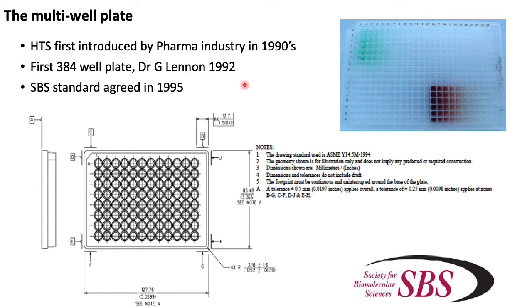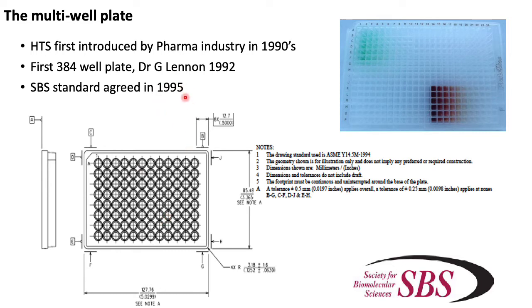The 384 plate looks a bit like this, so you can see that there are rows from A to P, and then along the top we've got 24 columns going down. And SBS, which is known as the Society for Biomolecular Sciences, came up with a standard that all the plates would be standardized.